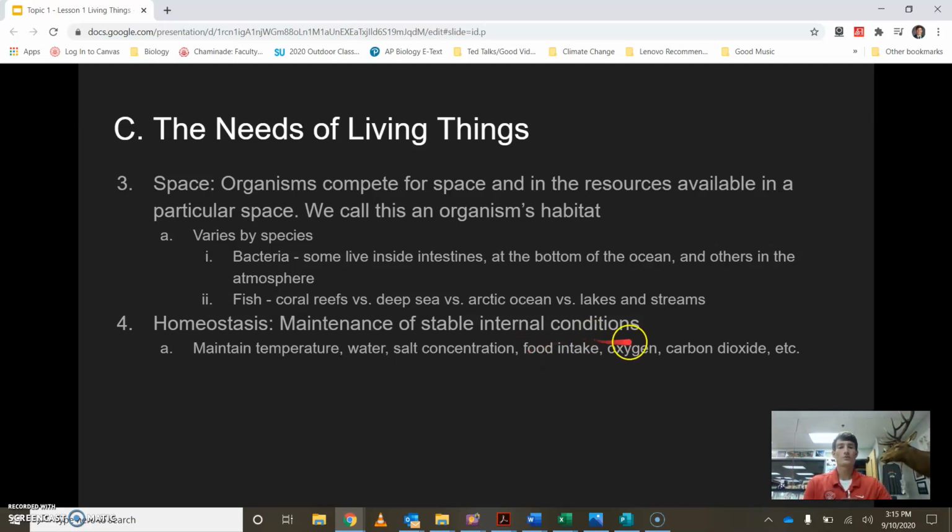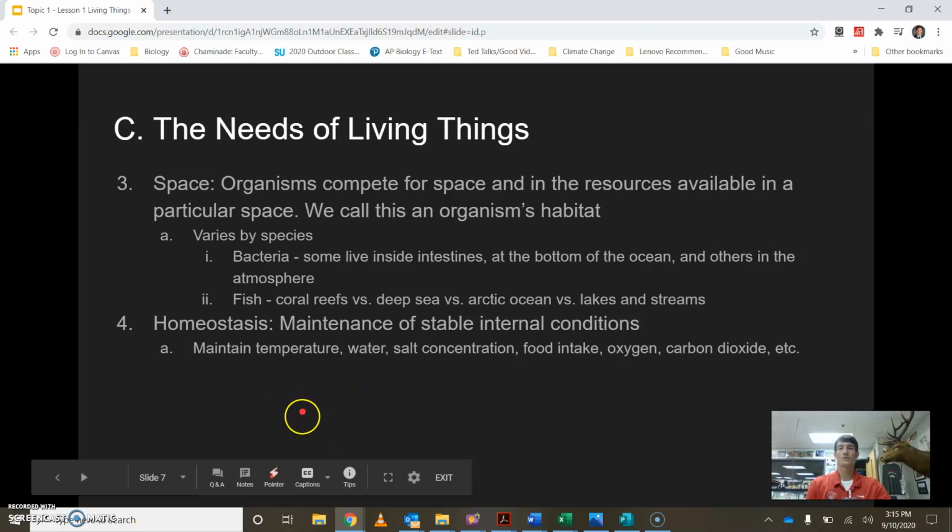The only note here is that oxygen is not a need of living things. Not all living things need oxygen to survive. Some things can survive in environments where there is zero oxygen. We call it anoxic. So don't include oxygen as one of the 4 needs of living things. Every year a student gets tripped up by that concept. So even though humans need oxygen, not all life on Earth does.